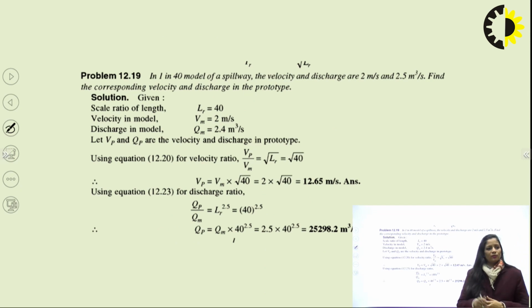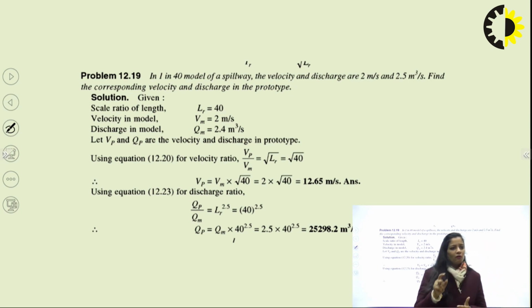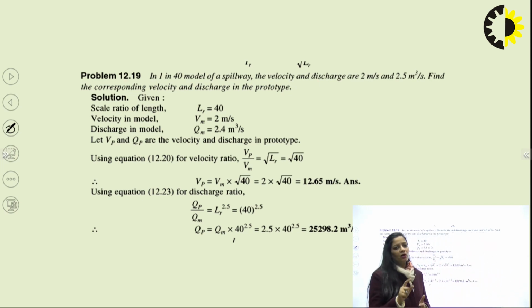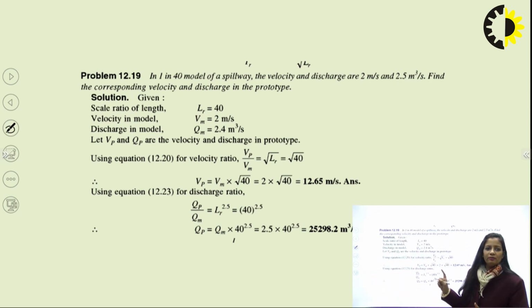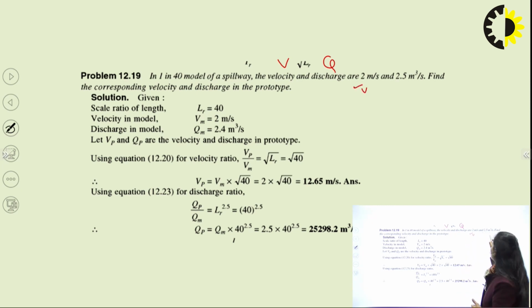Now next problem 12.19. Again that question asks for a model of spillway. Here you can see, in a 1 in 40 model of a spillway, the velocity and discharge are given as 2 meter per second and 2.5 meter cube per second. Velocity is your 2 meter per second, discharge is 2.5 meter cube per second. Find the corresponding velocity and discharge in the prototype.